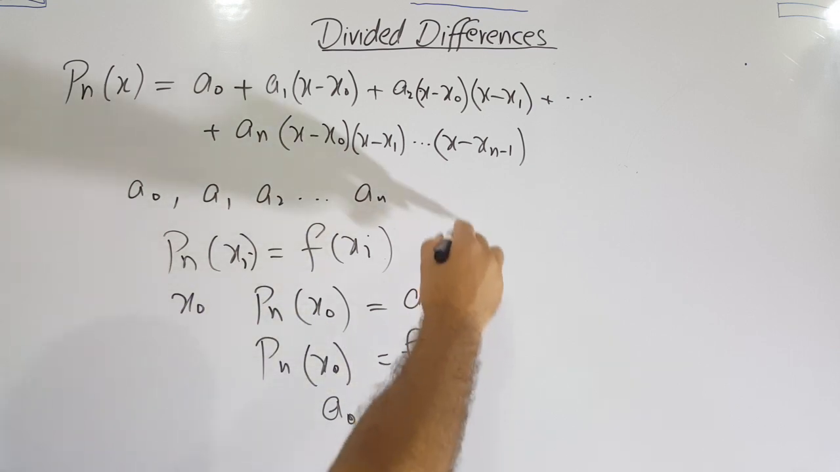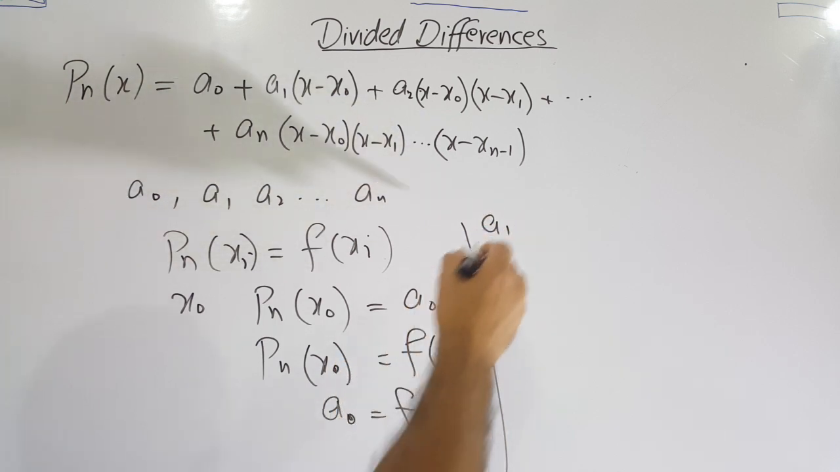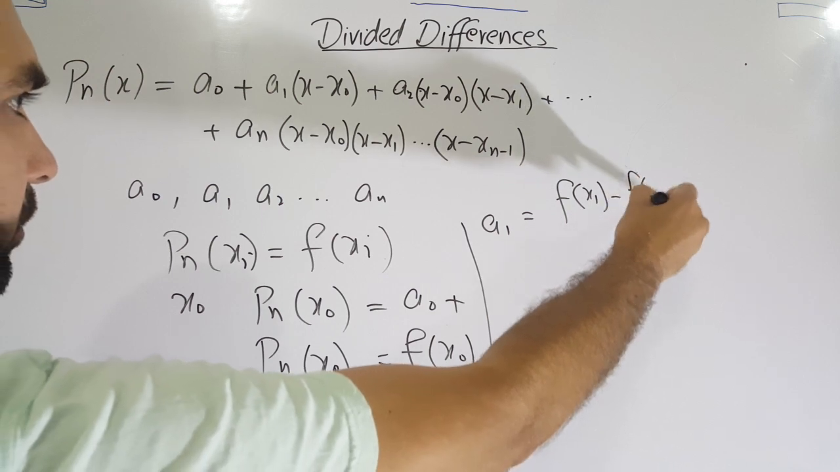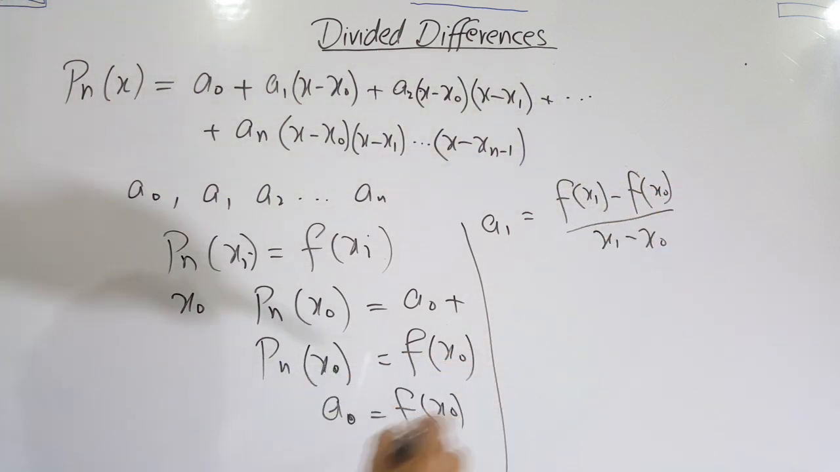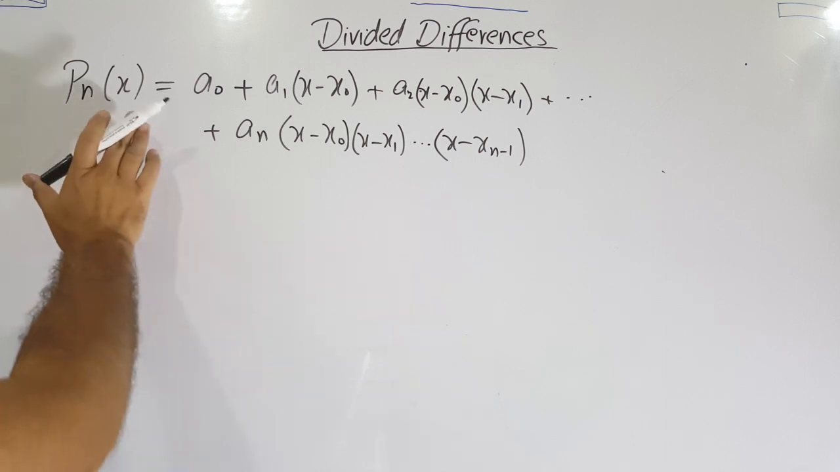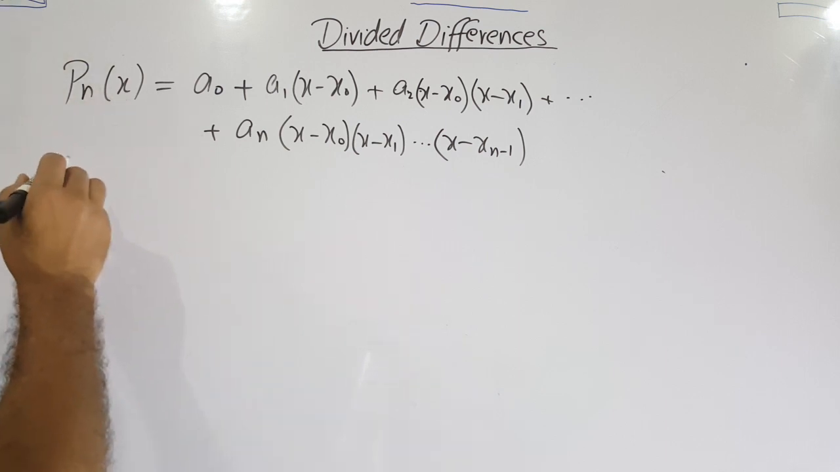And similarly, we can find out that a1 is given by f of x1 minus f of x0 over x1 minus x0, and so on. Now what we need is to write this down in the divided differences notation. So how do we write that?